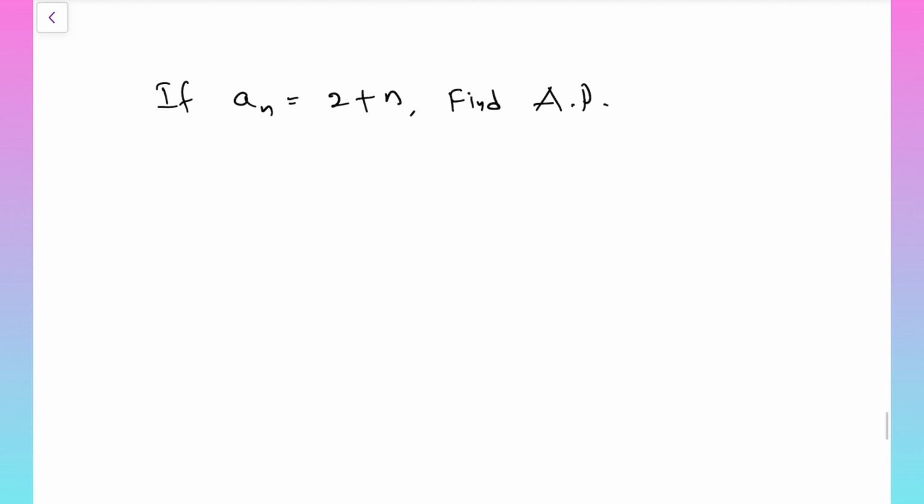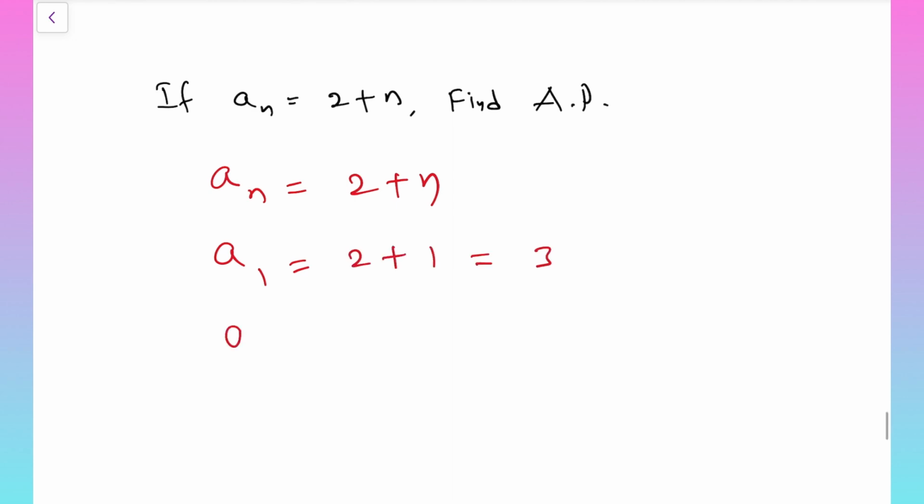Next, if an, that is the nth term, is equal to 2 plus n, then find the arithmetic progression. An is given as 2 plus n. That is the general term or nth term formula. Now I am going to find out the first term. So n equals 1. A1 equals 2 plus 1, that is 3.